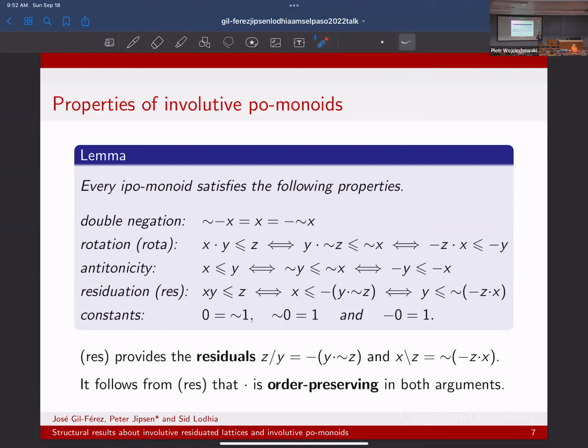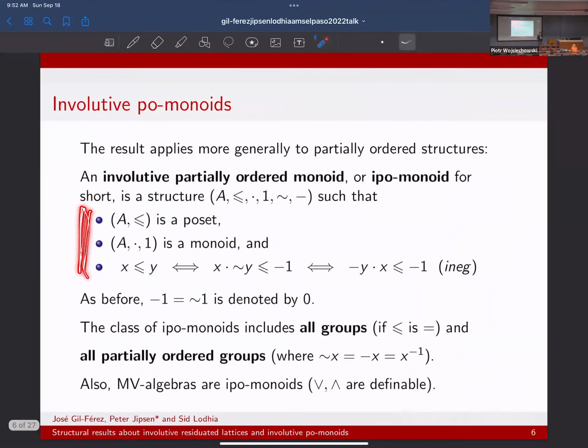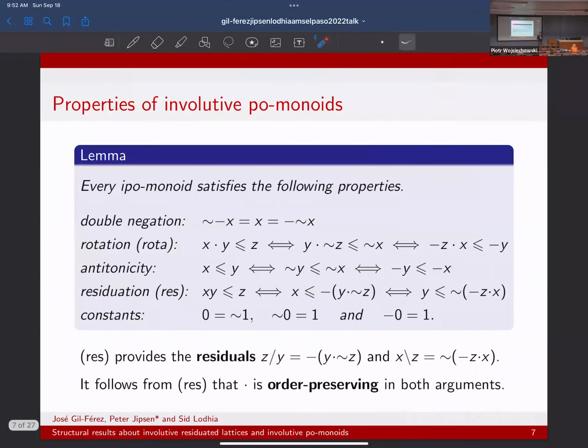Here, because we have a simpler axiomatic setting, things go relatively straightforwardly. An IPO monoid from this very terse definition already satisfies a lot of nice properties. I already mentioned this. It's true in this general setting as well. The most important identities are here.